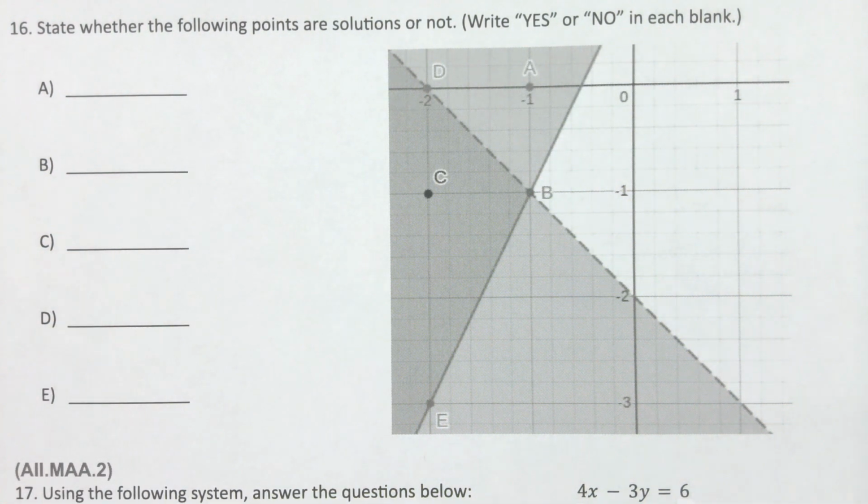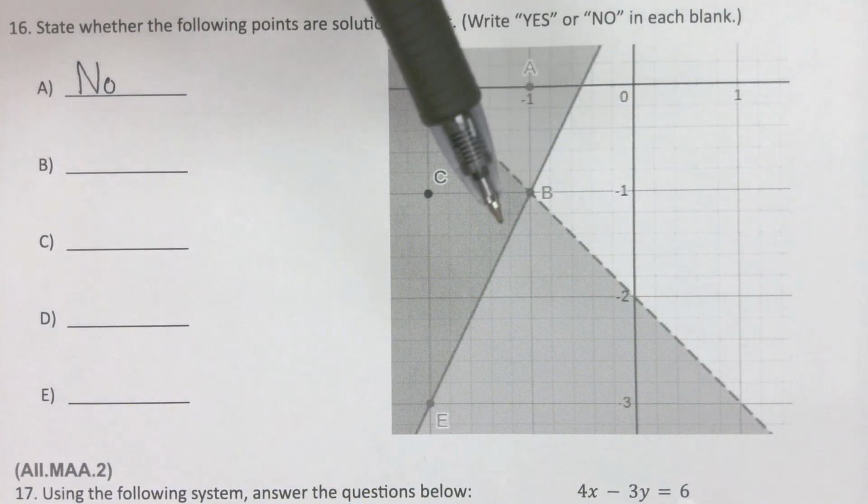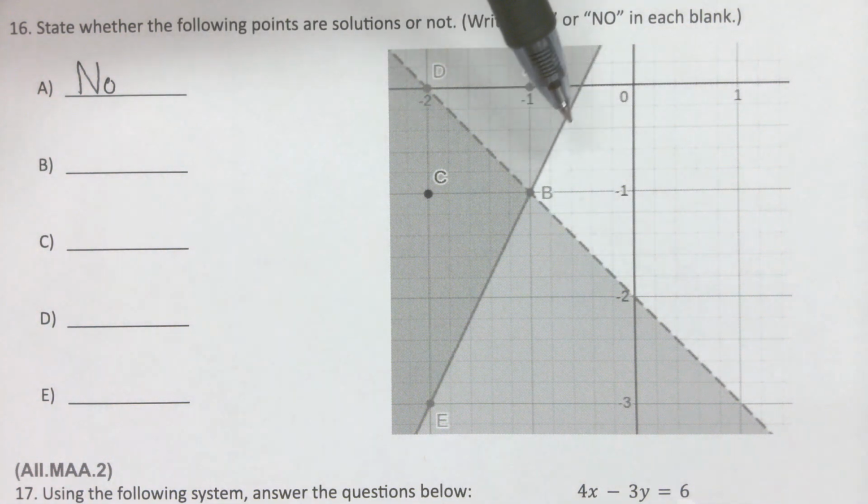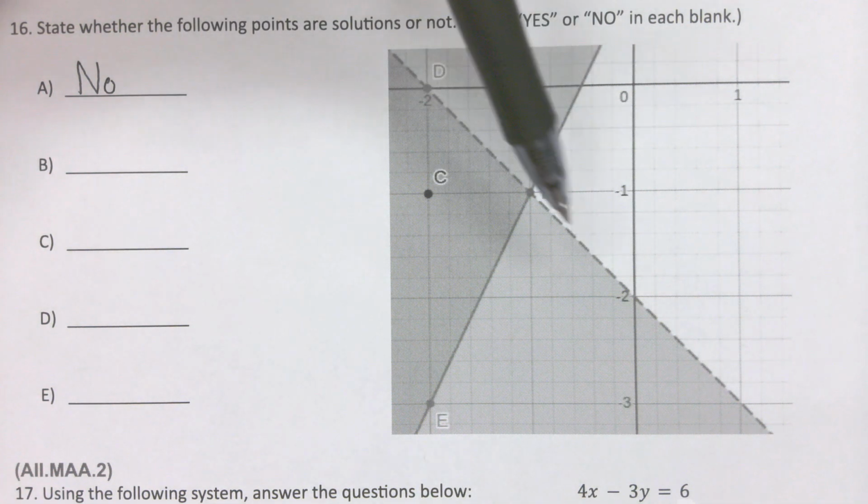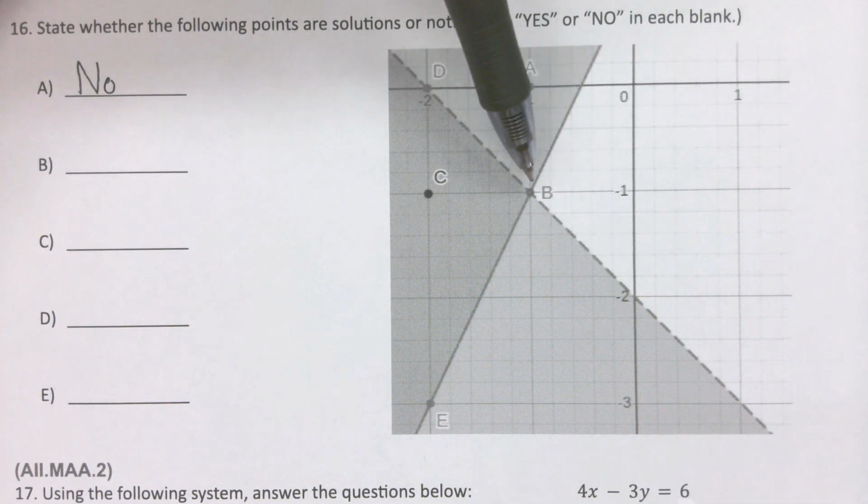So let's go through these. A, it's not even in the right shaded region, so no. B, I get a lot of questions on B. B is the intersection of the solid and the dashed line. Because it's also on the dashed line, even though it's on the solid, this one is no, because it doesn't work for the dashed line.